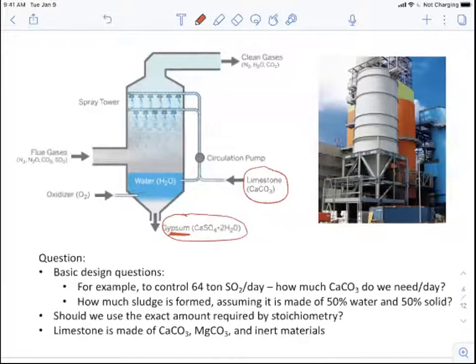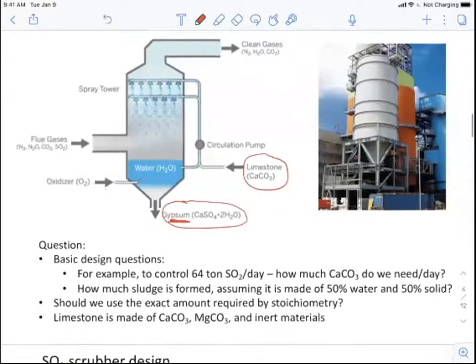Okay, so how do we find these consumption rates? I'm giving a very simple scenario here. For example, if we have a coal-fired power plant and we know that it's emitting 64 tons of sulfur dioxide per day. So how do we know that? I think you have the exam problem of calculating the sulfur dioxide emission rate from a coal-fired power plant, right? If you know the capacity, let's say 500 megawatt, you know the heating value, you know the sulfur content, you should be able to calculate the emission rate of the sulfur dioxide, okay?